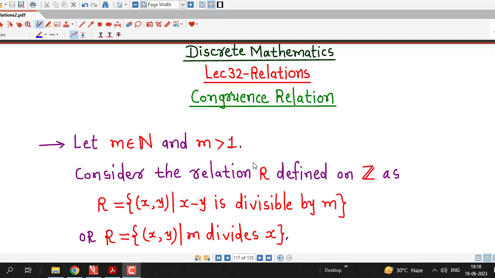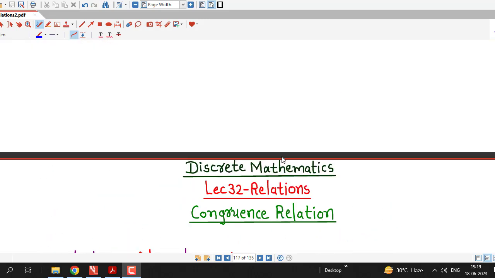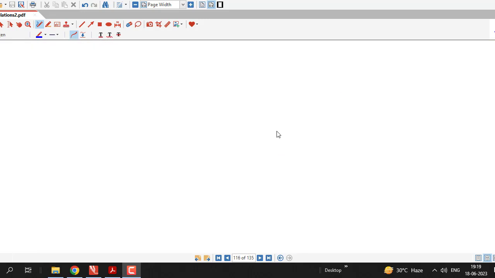Hello friends, I welcome you to lecture number 32 on relations. In lecture number 31, we discussed equivalence relations, and we know that a relation R on a set X is called an equivalence relation if that relation is reflexive, symmetric and transitive. And if you have seen lecture number 31, we have seen this type of relation on the set of integers.